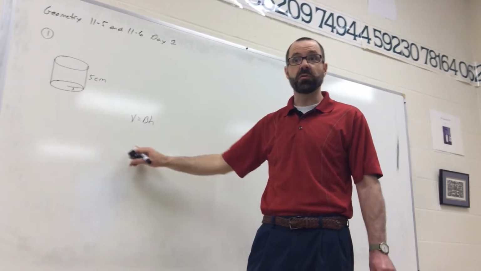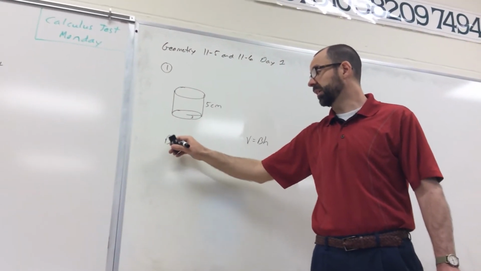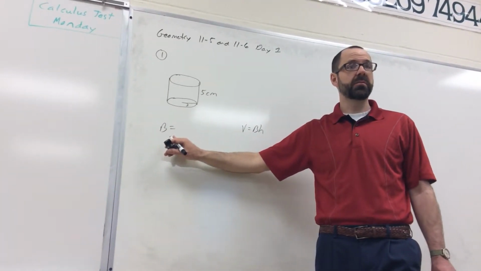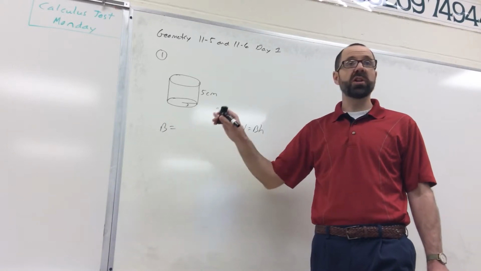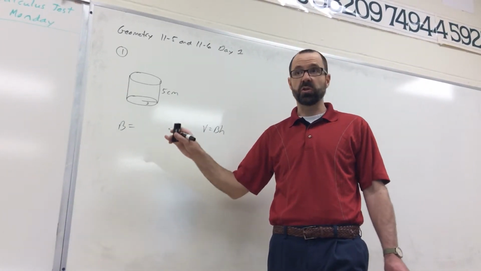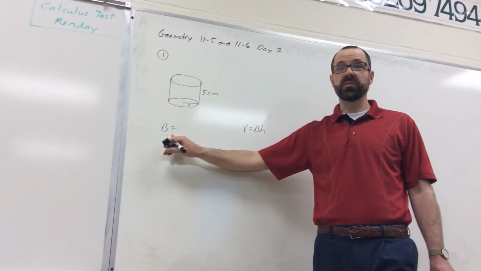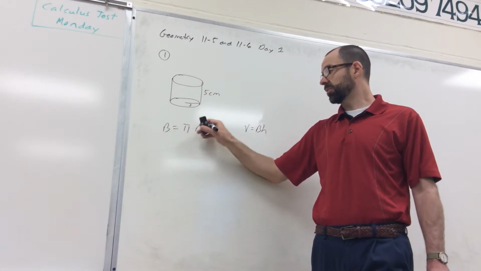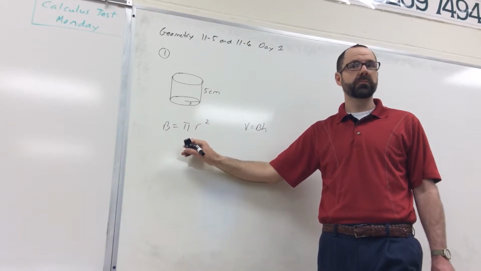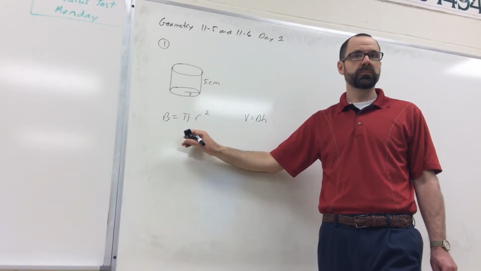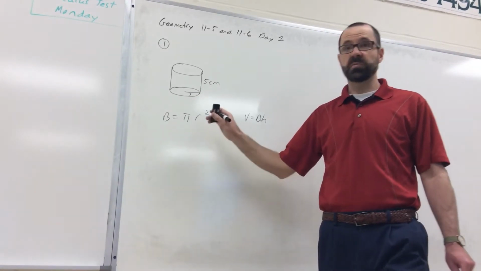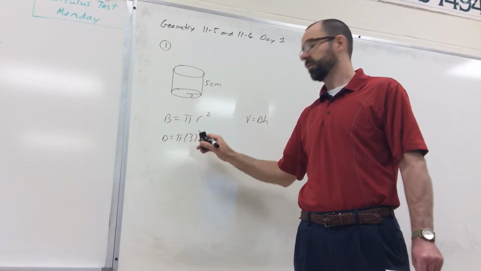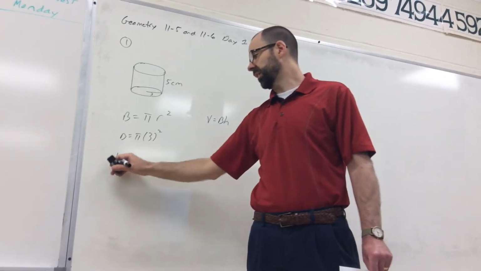All right, before we can use this formula, though, we need to figure out what the capital B is. And capital B stands for the area of the base. So in this problem, what shape is the base? It's a circle, so the capital B is standing for the area of the circle. The area formula for a circle is pi r squared. So in this particular problem, the radius is 3. So the area is going to be pi times 3 squared. And so then that comes out to 9 pi.